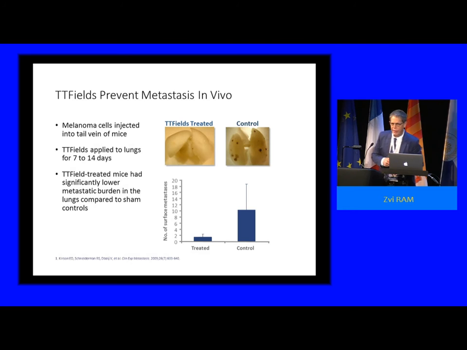Minesh showed you this slide yesterday. This is a series of some very interesting experiments where we're looking at prevention of metastasis. So in this study, it was done with melanoma injected into the tail vein of mice, and the endpoint was to look at the number of metastases in the lungs. So the TT fields were applied to the lungs of these mice, and you could see that over time, the treated lungs showed very, very few metastases, while the controls showed an abundance of metastases. So this was a first evidence that TT fields can prevent deposits of metastasis in distant organs.